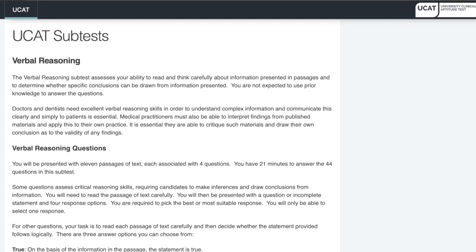Essentially, it's testing your ability to read and think carefully about information presented to you. It tests your ability to draw conclusions, and it's something that requires no prior knowledge. And essentially what they're testing here is that doctors and dentists will get a lot of information thrown at them when they have a new patient or when they're reading articles to stay up to date. They want to assess that you can read something quickly and ascertain all the important points from text so that you can take away all the important messages and apply them to your practice.